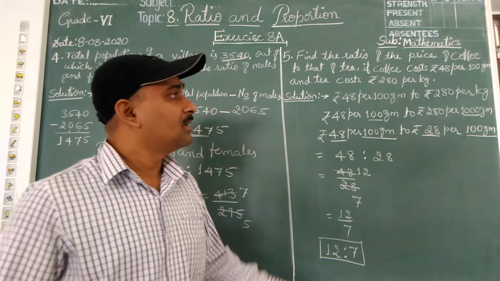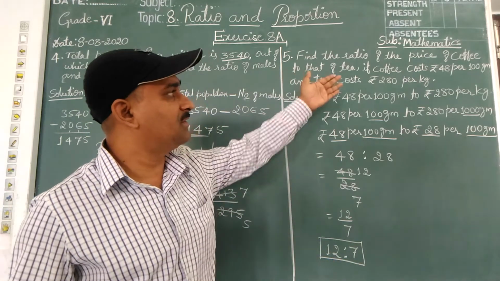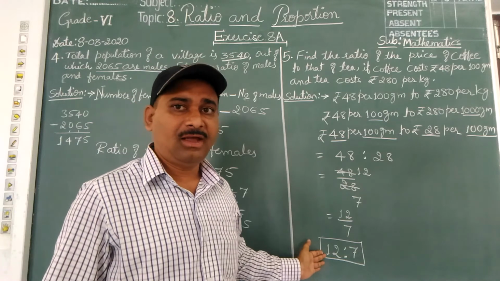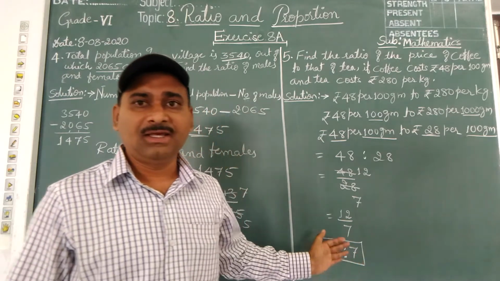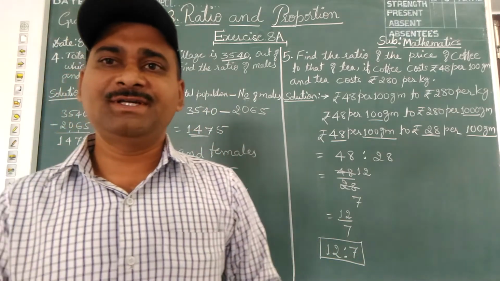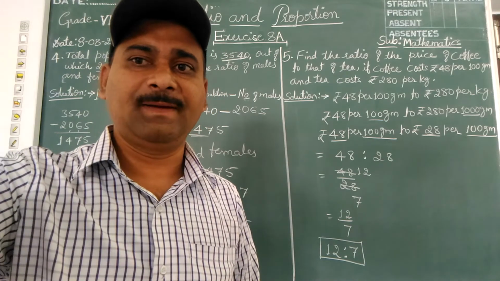So the cost of, find the ratio of the price of the coffee and the price of the tea is in the ratio 12:7. Okay.